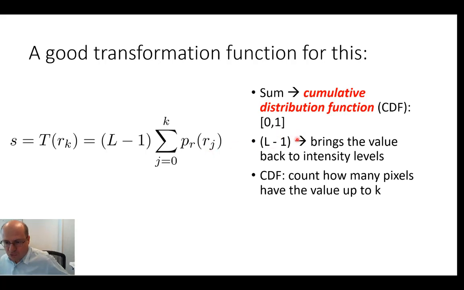Multiplied by L minus 1. So we see that this is a cumulative distribution function. This is a sum of probabilities, and we want to map each probability to an intensity value. So I multiply by the range. So this will be a kind of percentage of the range of intensity values of an image. And the cumulative distribution function will count how many pixels have the value up to k.